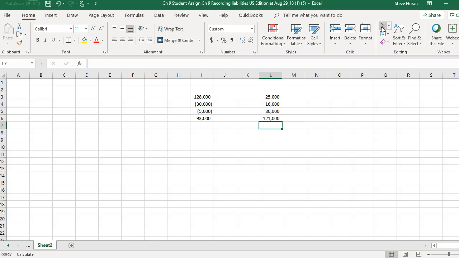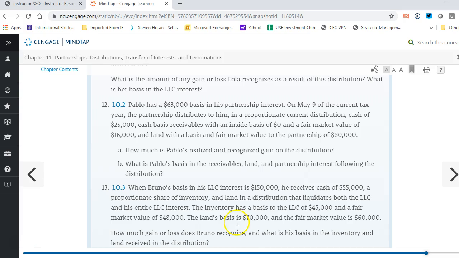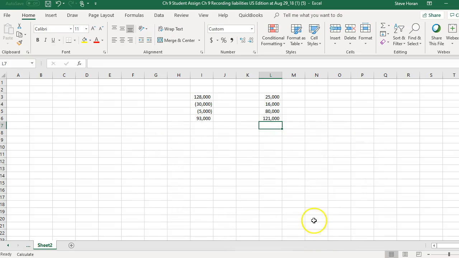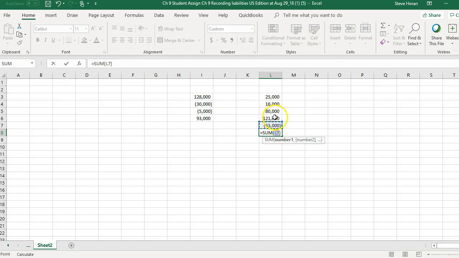And we have 121,000. His basis, if you recall, was 63,000. So we'll do minus 63. And then we can add those two numbers up. And we get 58,000. So that's the realized gain, not the recognized gain. The recognized gain is 0. So he would not put anything in a tax return for a gain. He has a realized gain, yes, but there's no recognized gain as taxable. And it won't be taxable until he sells the property or collects on the receivable.